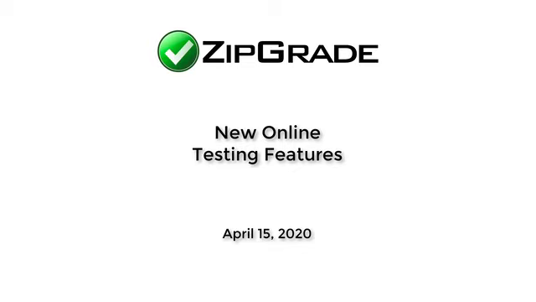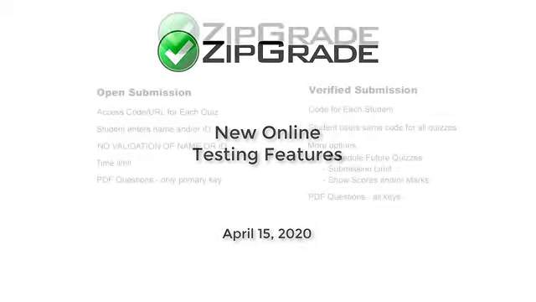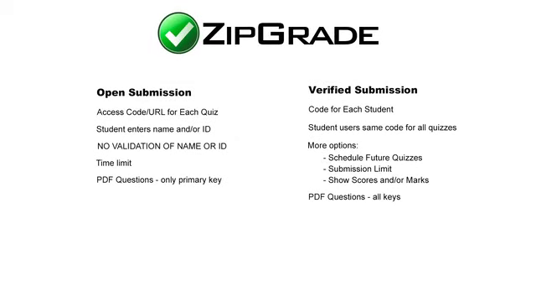Before showing you the features, I want to take a step back to identify the two primary ways online testing can work with Zipgrade. Because of the flexibility built into the Zipgrade mobile app, teachers have grown to use Zipgrade in a number of different ways. To match that with the online testing, we've come up with the two online submission methods, open submission and verified submission.